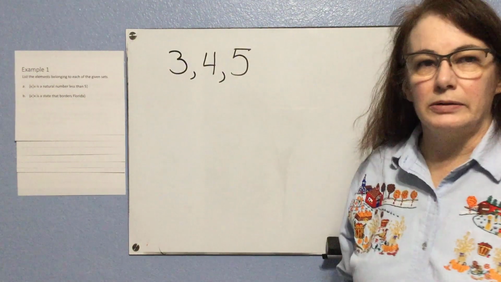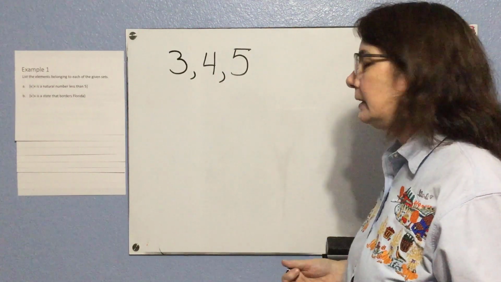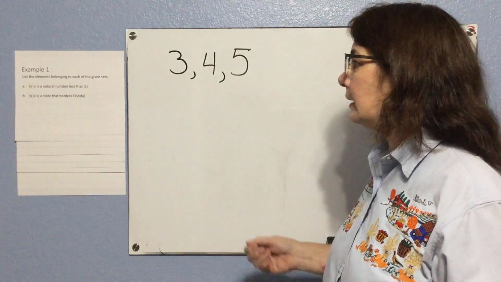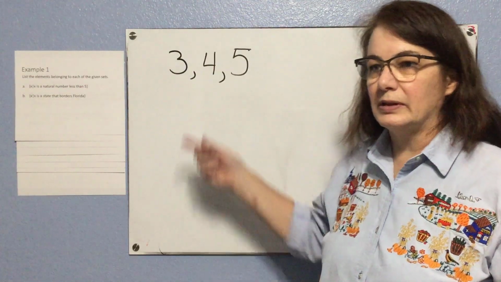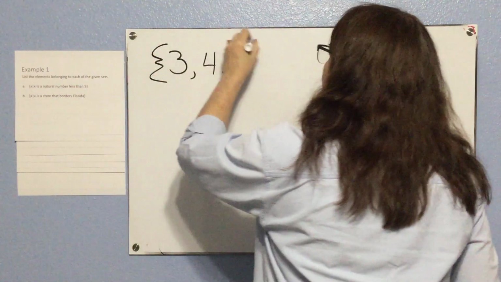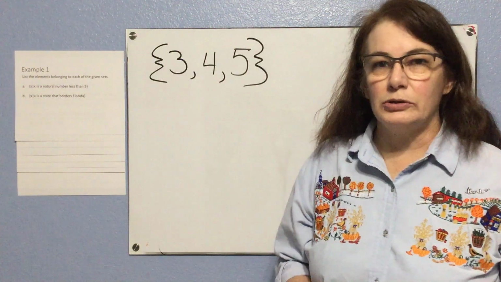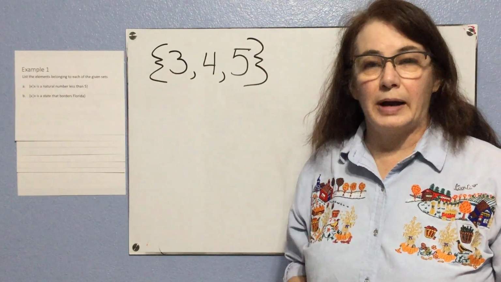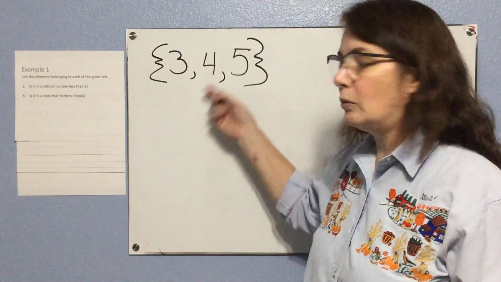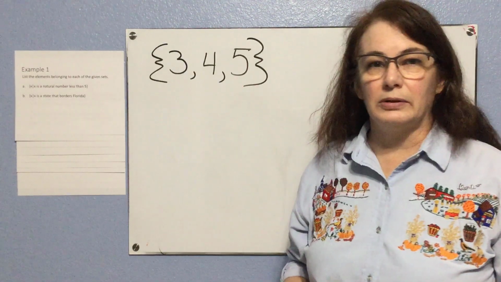And there are various ways I could describe this set. I could say this is the set of natural numbers between 2 and 6, not included. To show that this is a set, I'm going to use the curly braces. And you've used those before when you wrote the solution set for perhaps an inequality or something else that has more than one solution. We often write our solution sets with the curly braces.